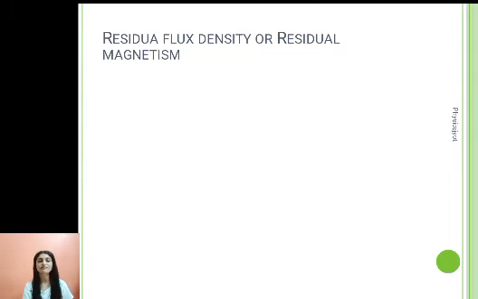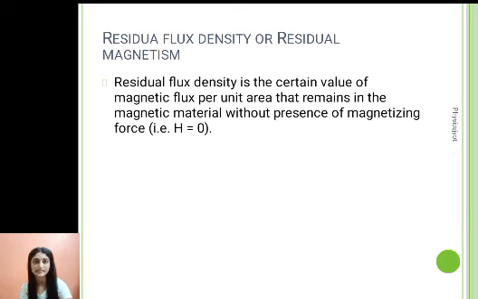Then residual flux density or residual magnetism. It is a certain value of magnetic flux per unit area that remains in the magnetic material without the presence of a magnetizing force. So when H is equal to 0, B is not equal to 0. When H is 0, there is a certain value of B. That is called residual magnetism, remanence, or residual flux density.